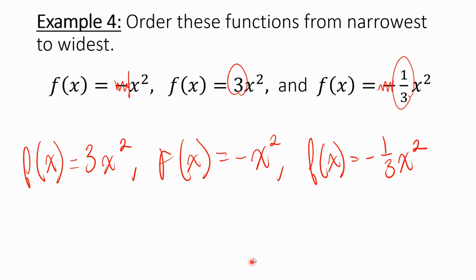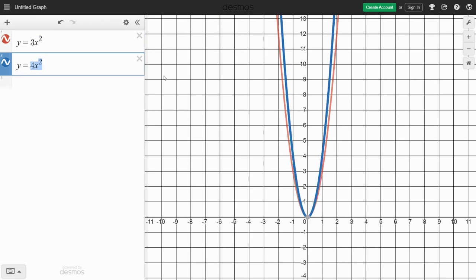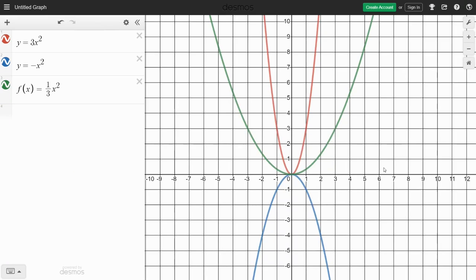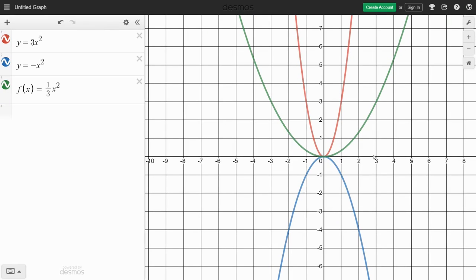And if you're ever in doubt, go ahead over to Desmos and check what these look like. So sure enough, I typed them in, and the narrowest one is this red one here, which is the 3x squared. So the biggest number was the narrowest function. The middle one is the negative x squared, and the widest one, the green one, is the 1/3 x squared. So yep, Desmos confirms what we thought.